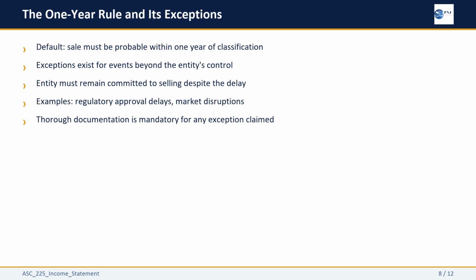The 1-year completion requirement is a firm default, but GAAP recognizes that circumstances beyond management's control can arise. Regulatory approvals, unexpected market collapses, or buyer financing failures can all extend the timeline without invalidating the classification, provided the entity remains genuinely committed to completing the sale. The critical word is documentation. If you are relying on an exception, your work papers must capture what happened, why it was outside management's control, and the evidence that commitment remains intact. Undocumented exceptions invite audit challenges.